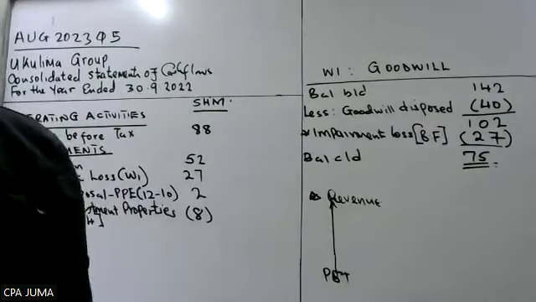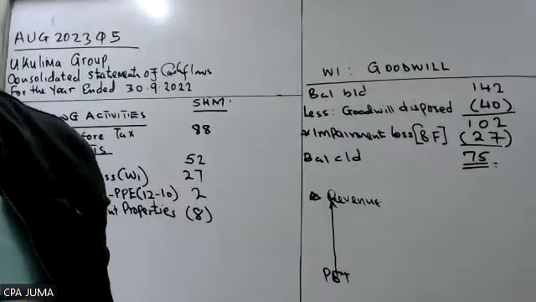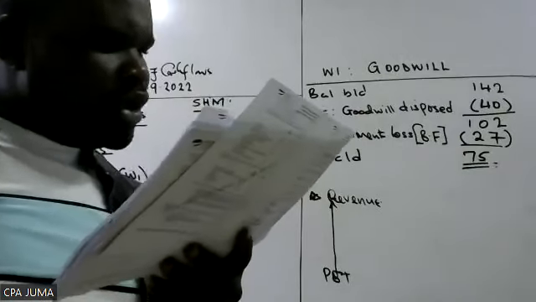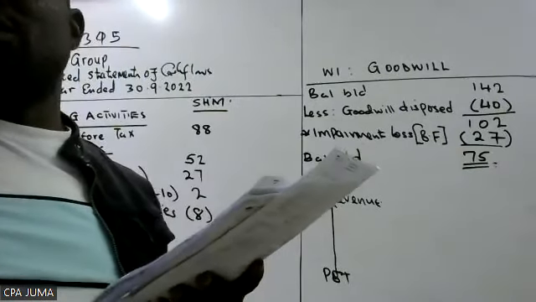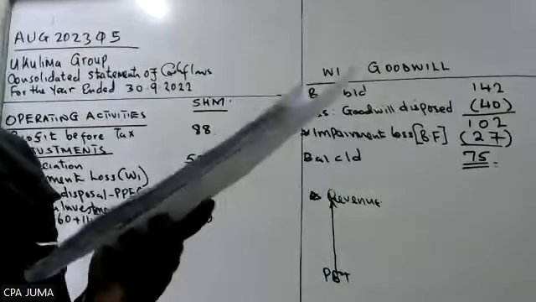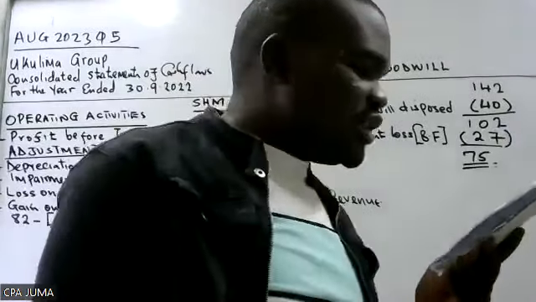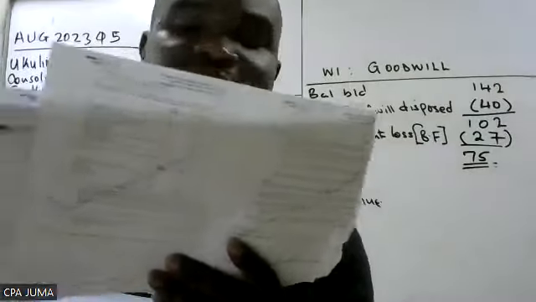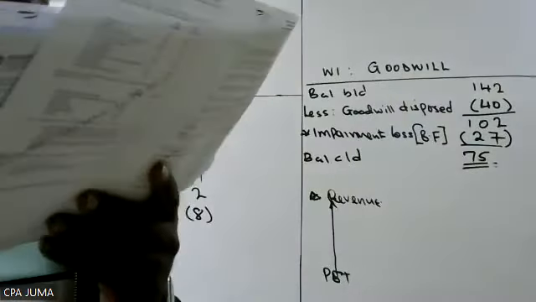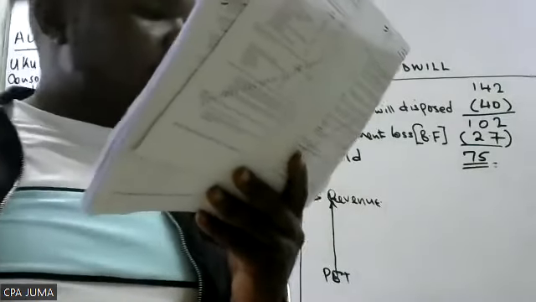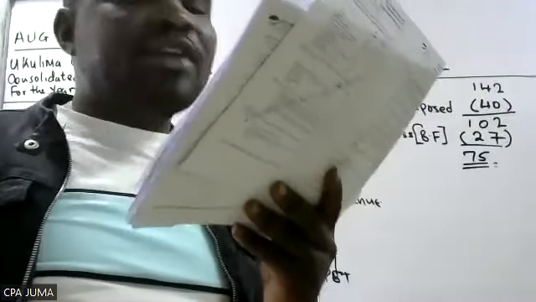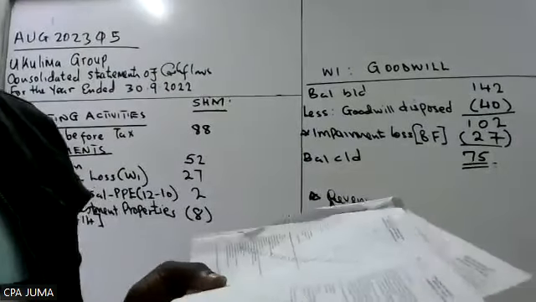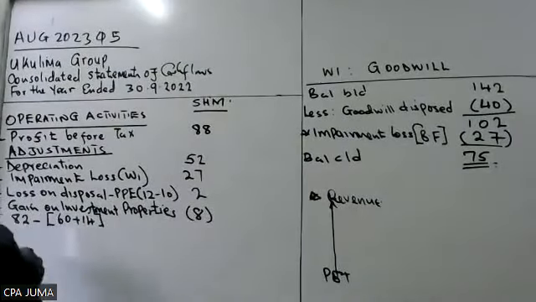Revenue, tick, you don't interfere with that. That is part of operations. Cost of sales, tick, that is part of operations. Operating expenses, tick. Share of profit in associates. Is that operating income? No. You subtract.